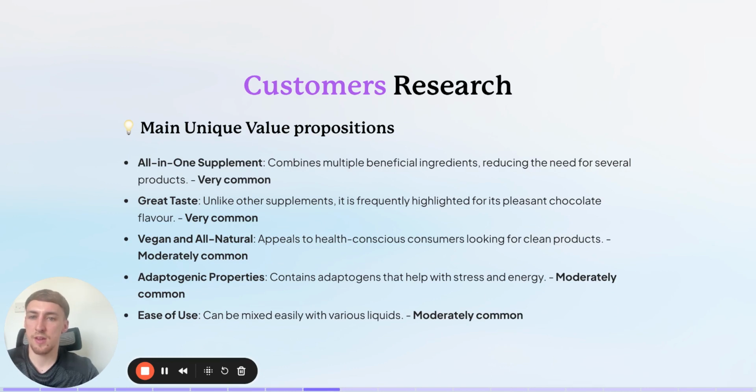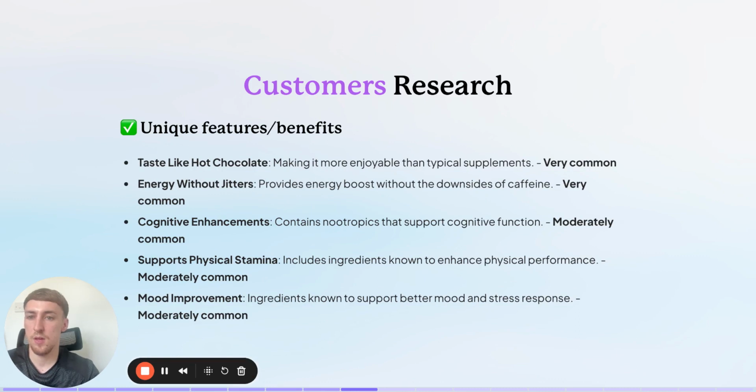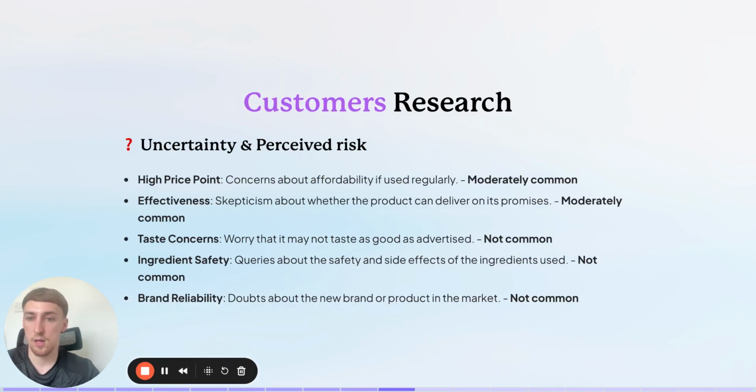We have the main unique value proposition. So all-in-one supplement, people love that it's got everything and multiple ingredients that are all beneficial. Great taste is very common. So unlike other supplements, it's actually got a pleasant chocolate flavor. So unique features and benefits, tastes like hot chocolate, very common. So that's going to be a huge one that we need to mention. Energy without jitters, that's very common as well. So that's really, really good insights, which we can use all of this in our scripts.